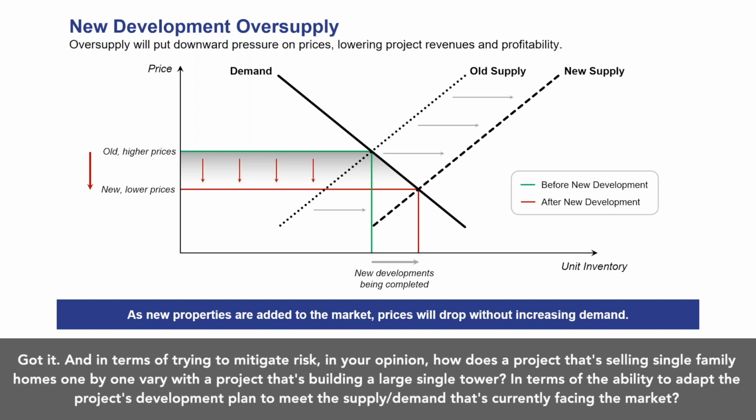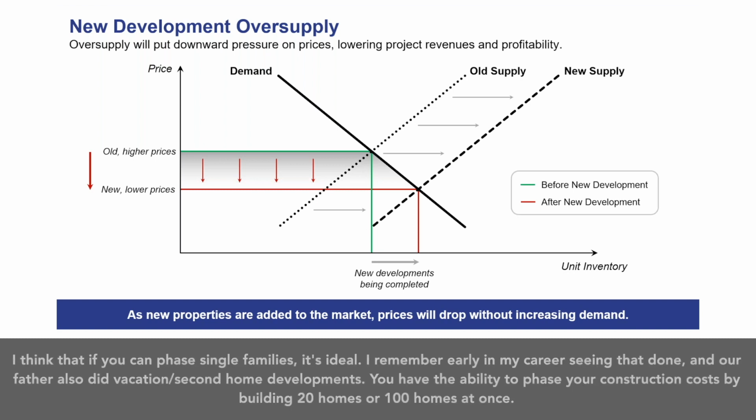Got it. And in terms of trying to mitigate risk, in your opinion, how does a project that's selling single family homes one by one vary with a project that's building a large single tower, in terms of the ability to adapt the project's development plan to meet the supply and demand that's currently facing the market? I think that single families, if you can phase single families, it's ideal.